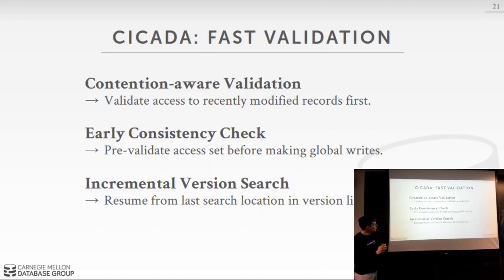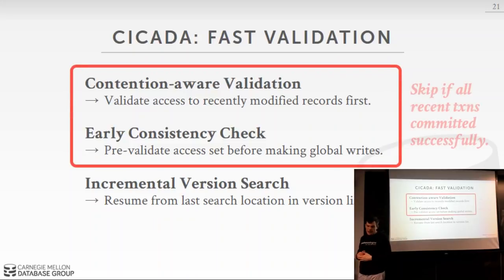Likewise, they try to do pre-validation before they actually do any global writes. This is essentially again doing a consistency check. This idea is actually derived from the TicToc paper, which we didn't cover. But the idea here is that since global writes into the shared database are expensive, you try to kill yourself as soon as possible before you do wasted work. And then the last one is that they do an incremental version search, where they basically keep track of, in your version chain, if you read the same tuple, which version I actually want, so that when you try to read that same thing again, you know how to jump exactly to that position rather than checking every single version.